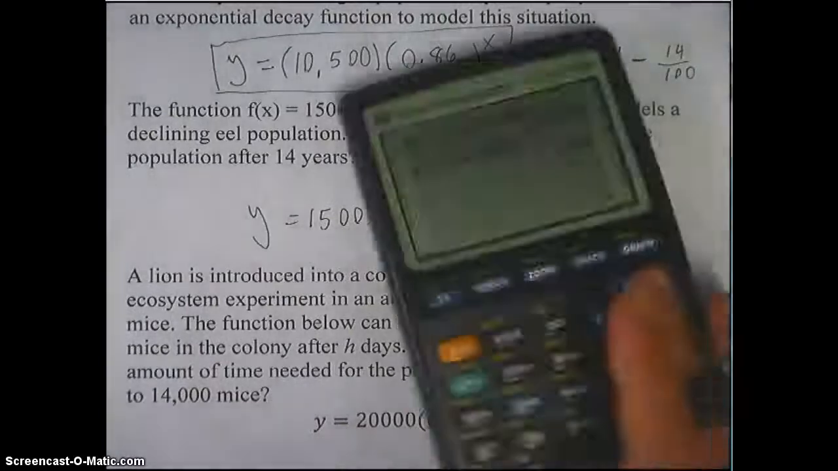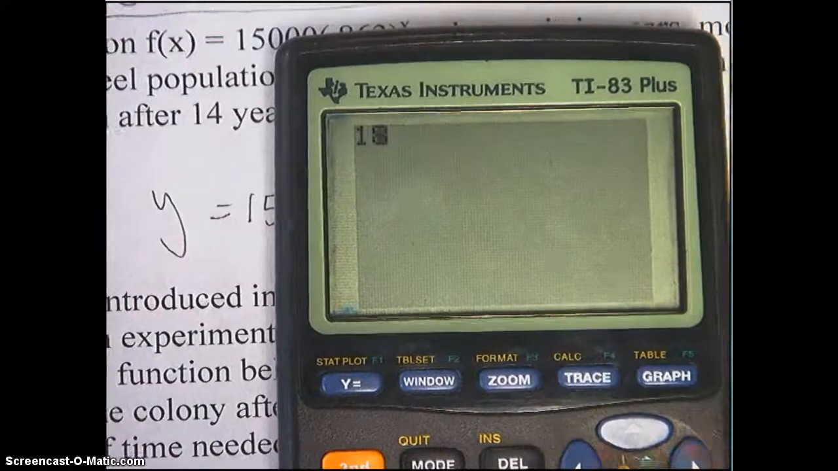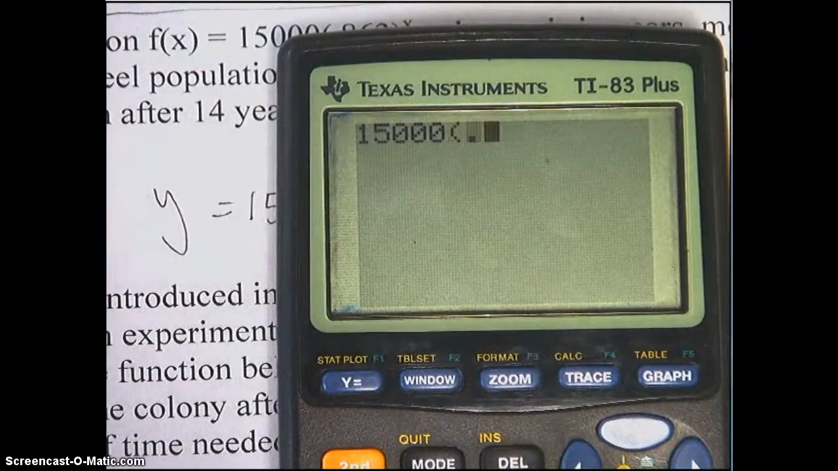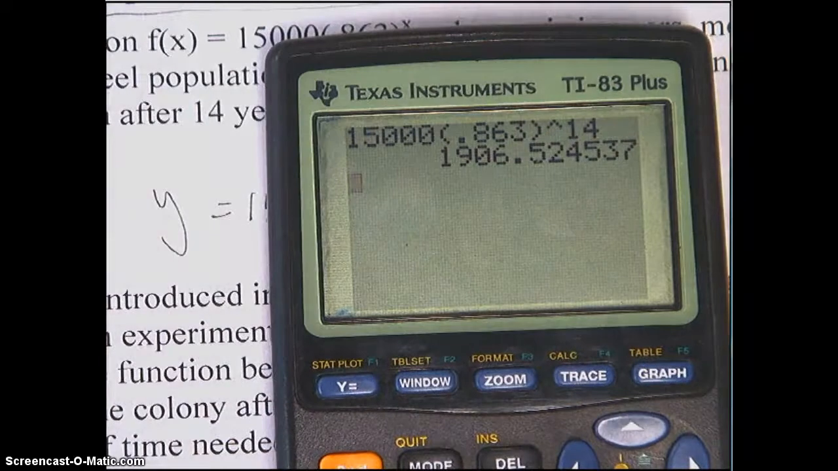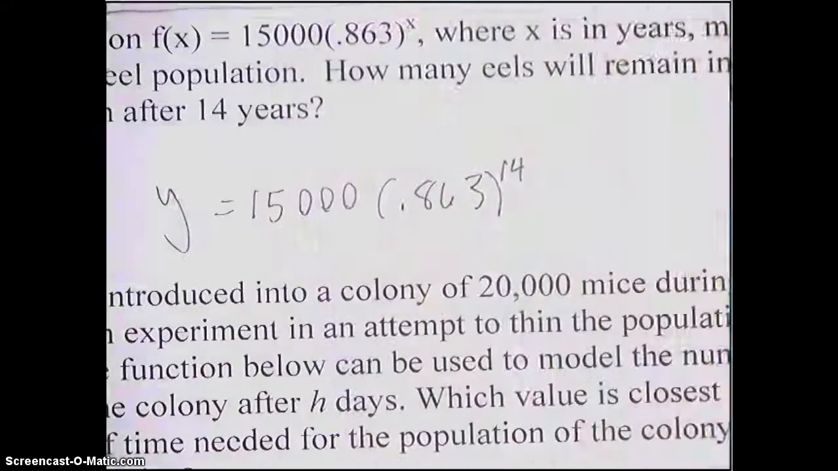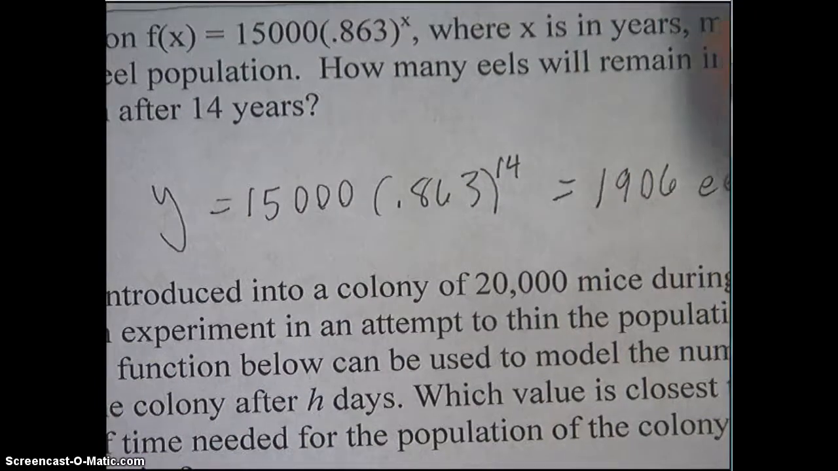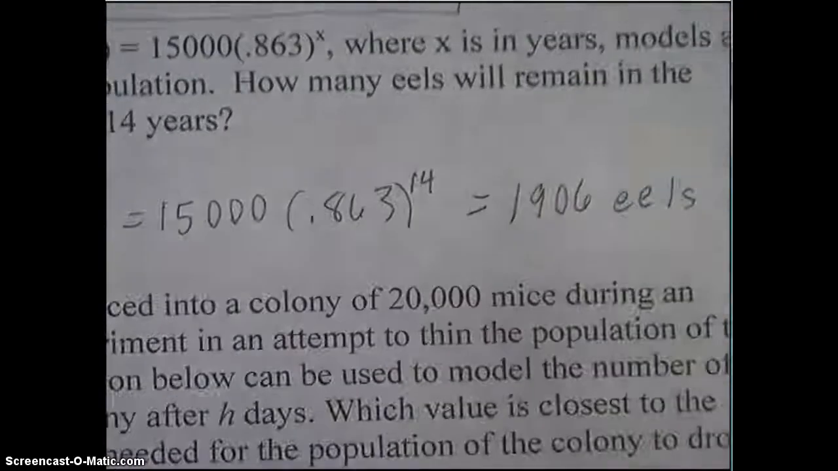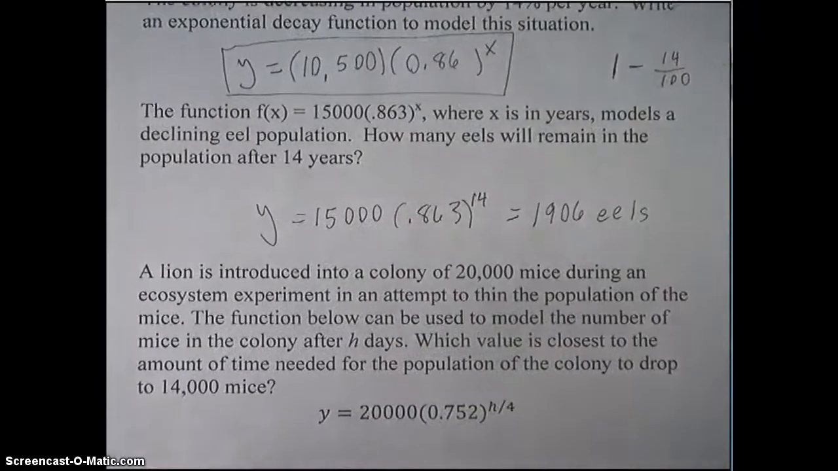So to type this in the calculator, I'll zoom in on this one. It's going to be 15,000 times 0.86 raised to the 14th power. Looks like there's going to be about 1,906 eels left. We round down because you can't have 0.52 of an eel. So it looks like 1,906 eels. And don't forget to put your units on the answer. That's important. Alright, last thing I want to show you in this video.